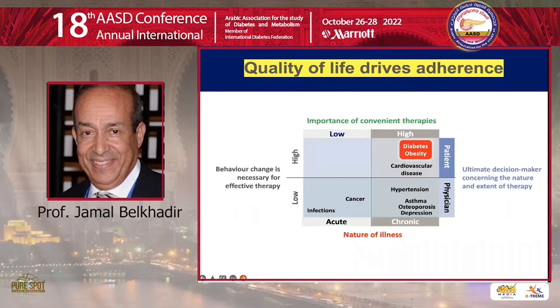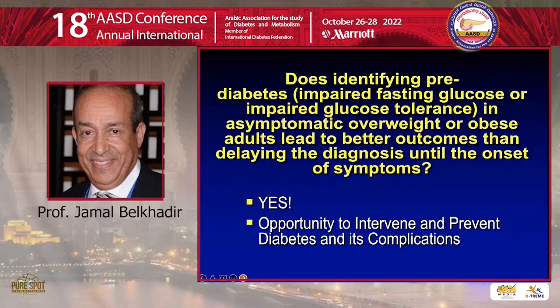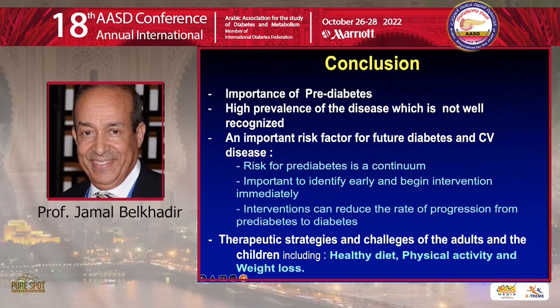Regarding diabetes and obesity, the quality of life drives adherence. So convenient therapy and behavior change are necessary for effective therapy, with high involvement of the patient. Identifying prediabetes in asymptomatic overweight or obese adults leads to better outcomes than delaying the diagnosis until the onset of symptoms. Yes, and it's an opportunity to intervene and prevent diabetes and its complications.